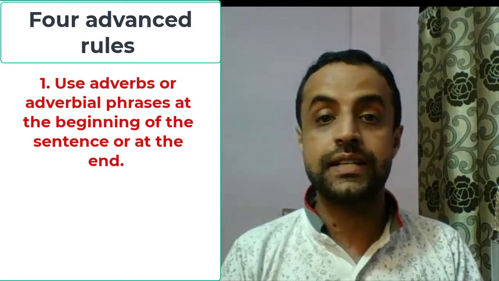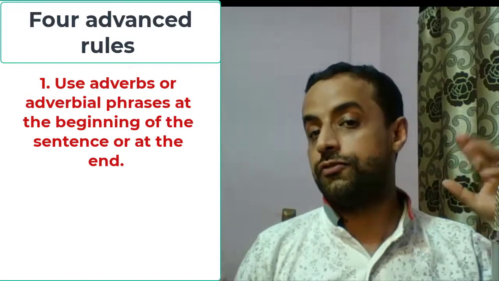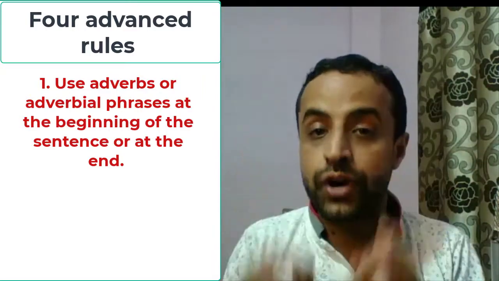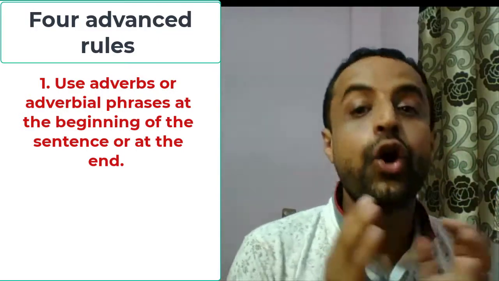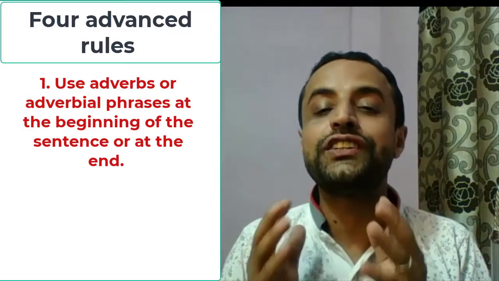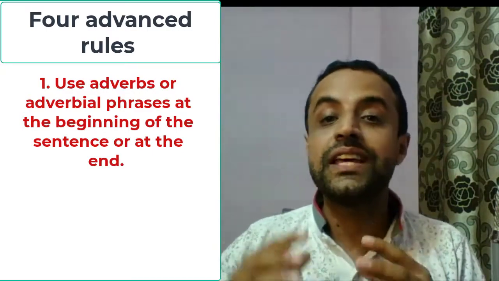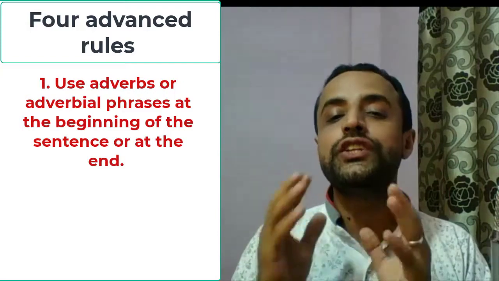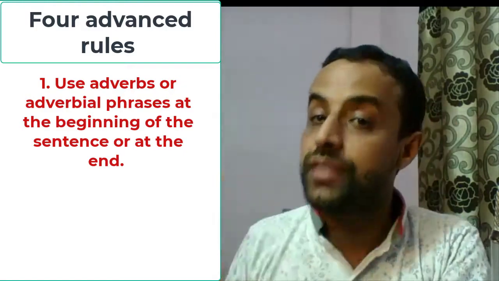Now let's talk about 4 rules that even advanced learners make mistakes with. The first one is, you have adverbs and adverbial phrases in the past tense, right? You have in summer, in 2020, last week, last night, yesterday. All these adverbs and adverbial phrases are used at the beginning of the sentence or at the end of the sentence. Do not use them between the subject and the verb. Why? Because they break the flow of the meaning of the sentence. So to avoid that, you only use these at the beginning or at the end of the sentence.